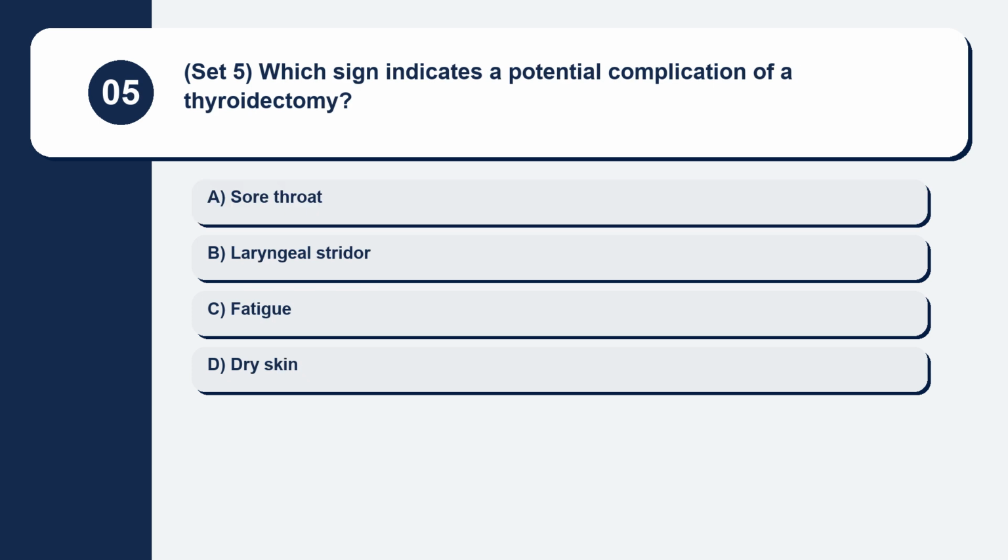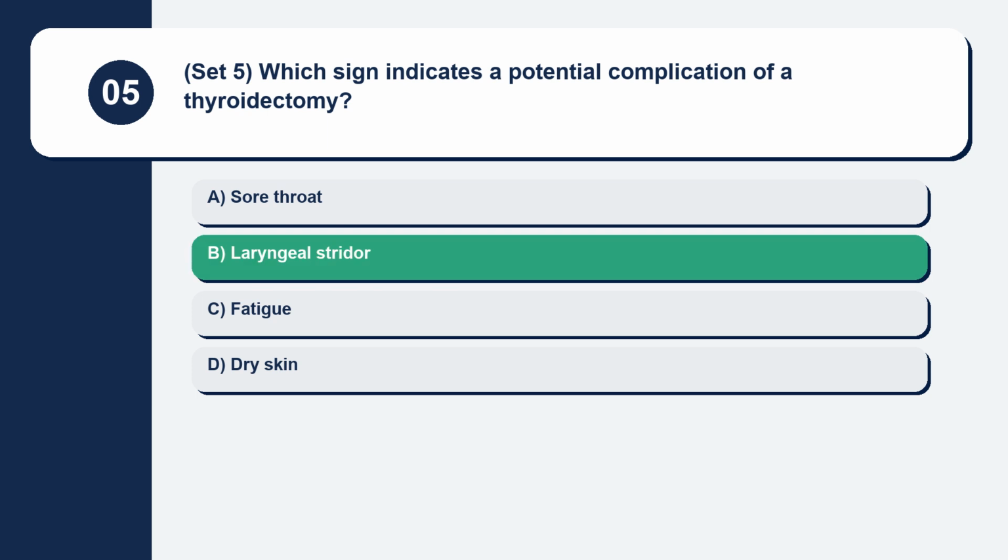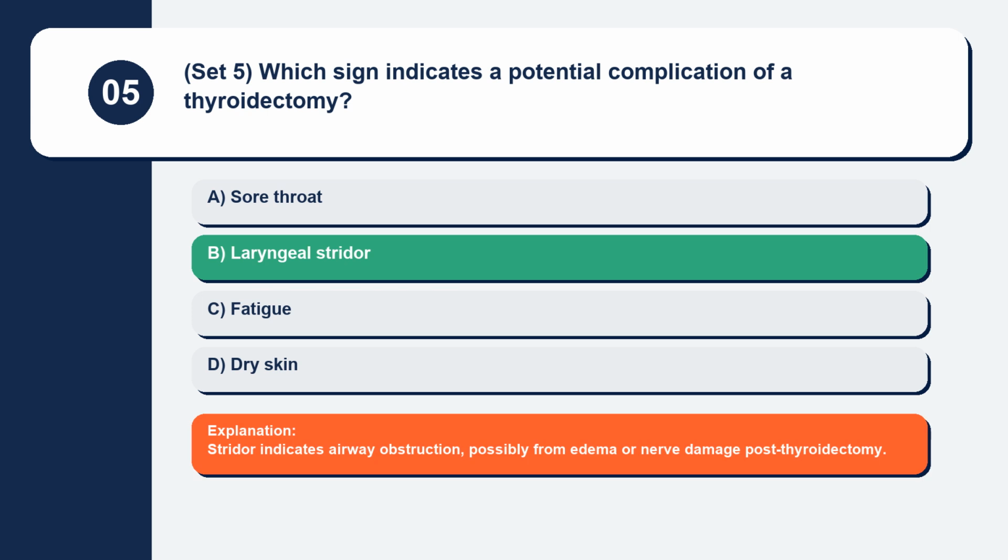Question 5. Set 5. Which sign indicates a potential complication of a thyroidectomy? Sore throat, laryngeal stridor, fatigue, dry skin. Stridor indicates airway obstruction, possibly from edema or nerve damage post-thyroidectomy.